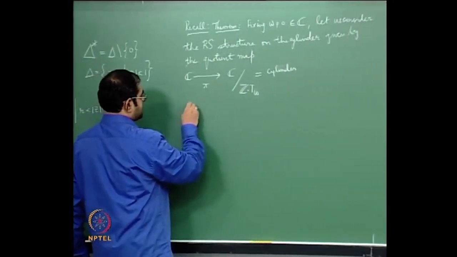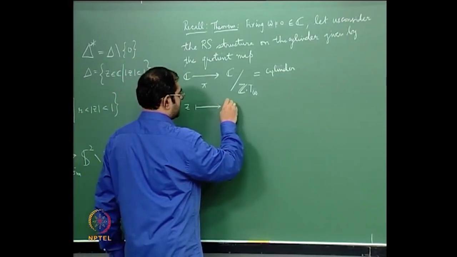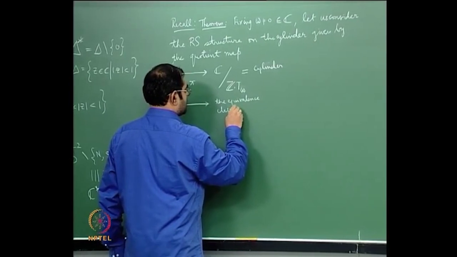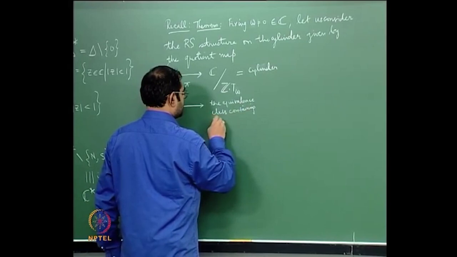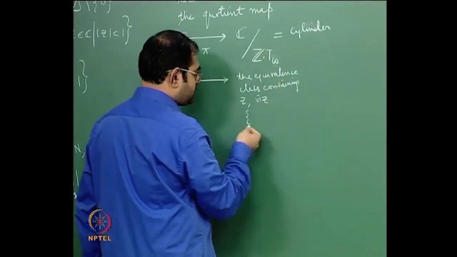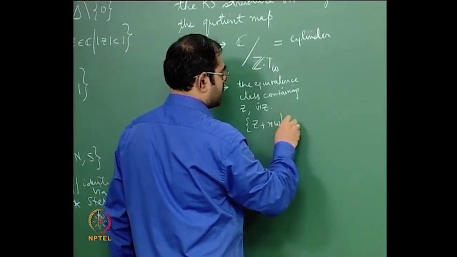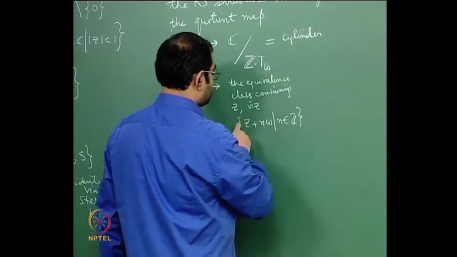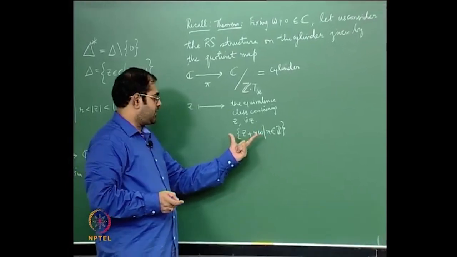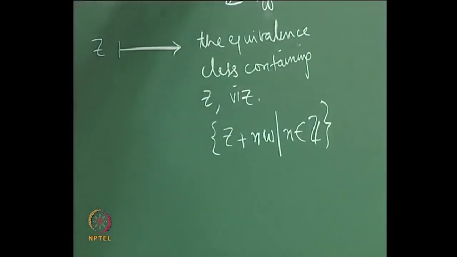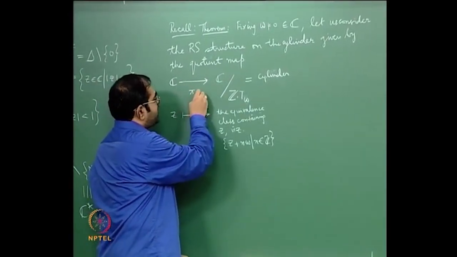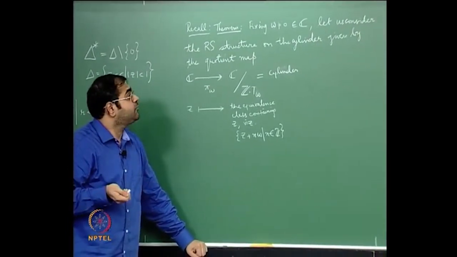Okay, so what is this map? You send z to the equivalence class containing z, namely the set of all z plus n times omega, where n is an integer. So these are just translates of z by integer multiples of omega, and this is the unique equivalence class which contains z. When I say fixing omega not equal to 0, in writing down this map, maybe I should even put pi sub omega, because it depends on this choice of omega. The only condition on omega is that omega is non-zero.